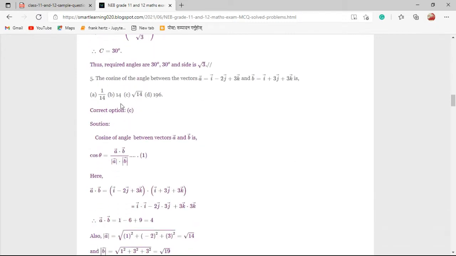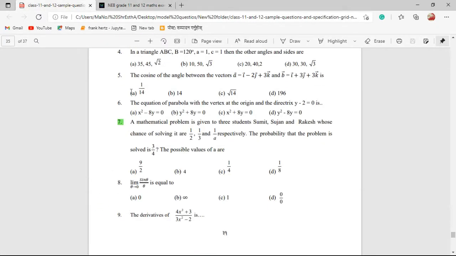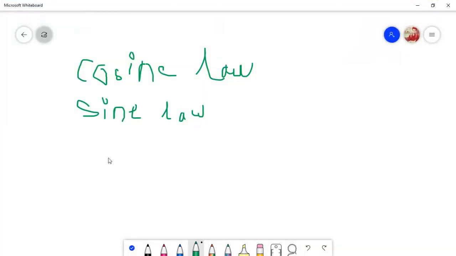Now let's move to question number 5. In question number 5, we are asked the cosine of the angle between the vectors. We are given 2 vectors and we have to find the cosine of the angle, not the angle. Let this angle be theta, and this vector is A.